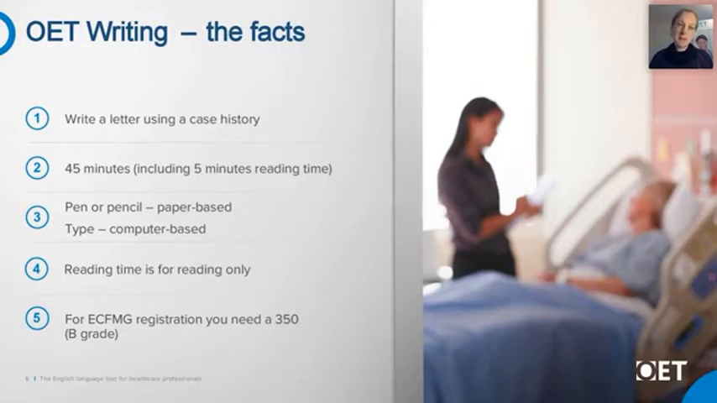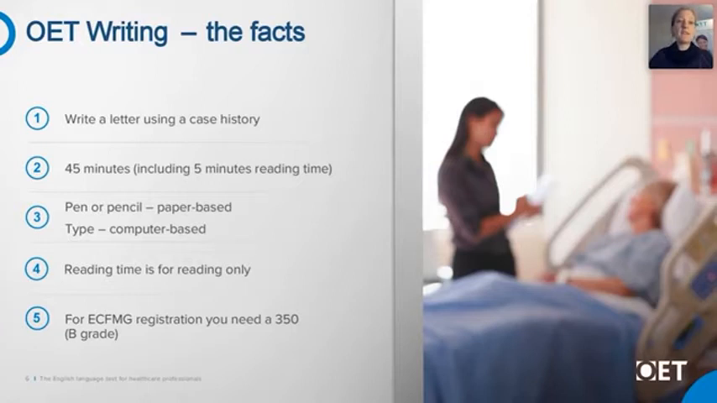If you are taking paper-based OET, then you will write your letter in pen or pencil. The choice is yours. But if you are taking computer-based OET, then you will type your letter. During the reading time, you cannot make any marks on the case history, but once the writing time starts, you can circle, underline, or strike out information in the case history if you're taking the paper version, and you can highlight information in the computer version.